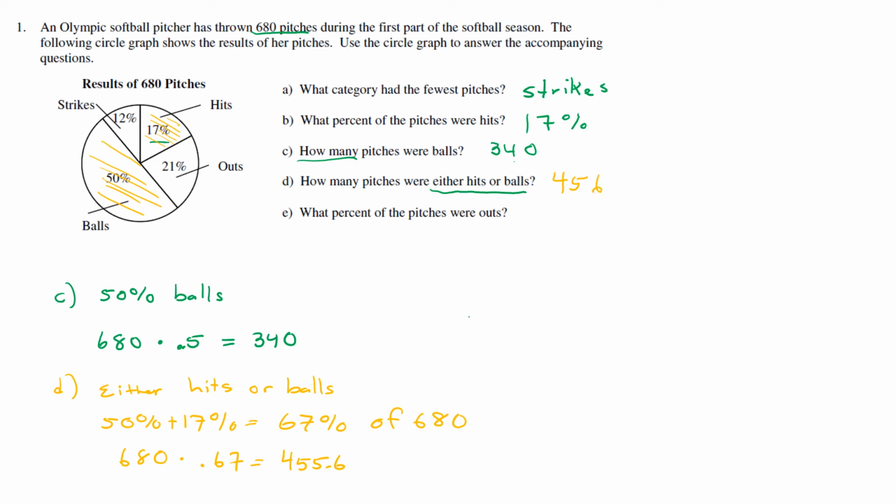All right, and what percent of pitches were outs? That's 21%. So keep in mind here, if it is asking for the percent, we just read that straight off the circle graph. However, if it's asking for how many, then we want to take the percent that is associated with that category and multiply by the total number.